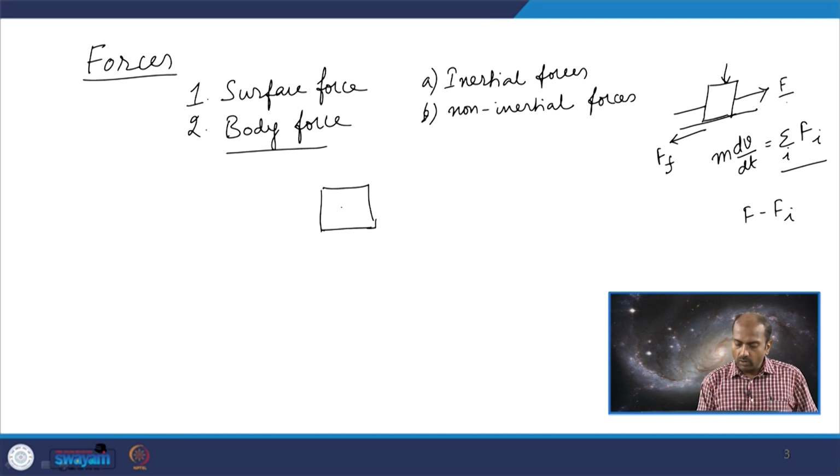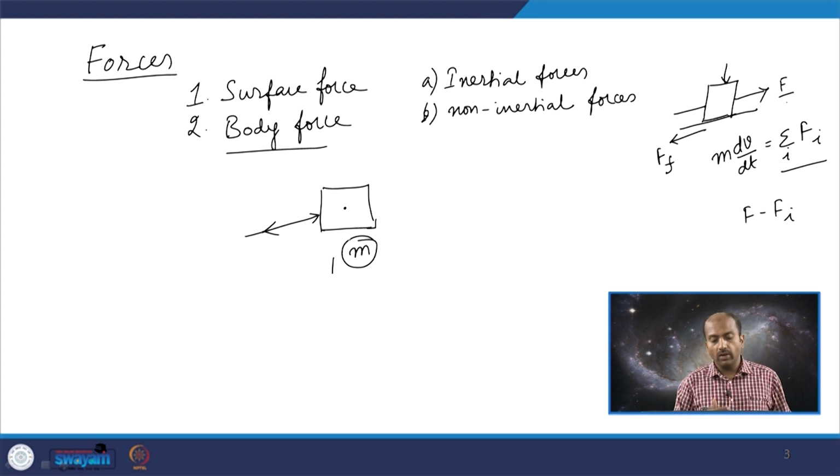So this body force will always act towards the center of mass of the object or away from the center of mass of the object. Obviously the amount of force will depend on the mass of the object. The basic definition of body force is such that it acts on the center of mass of the object, and the magnitude of the force will be proportional to the mass of the object.